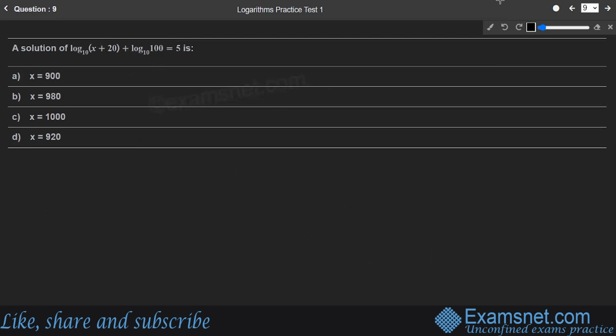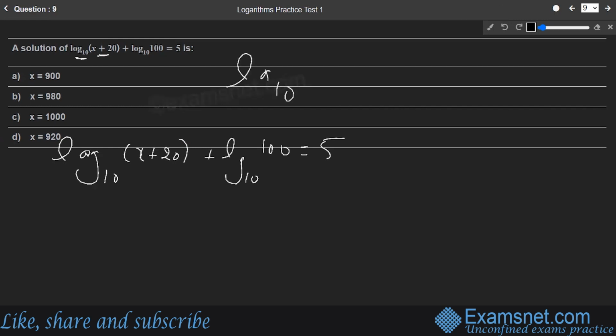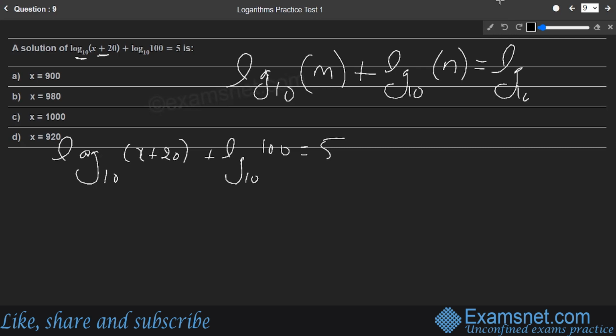Now, find the solution of log base 10 x plus 20 plus log base 10 100 is equal to 5. So we are supposed to find out the solution of this particular expression. Let us once write it, log base 10 (x plus 20) plus log base 10 100 is equal to 5. That is the expression given to us. Clearly we can combine this, because there's a property that log base 10 of m plus log base 10 of n can be combined as log base 10 mn.